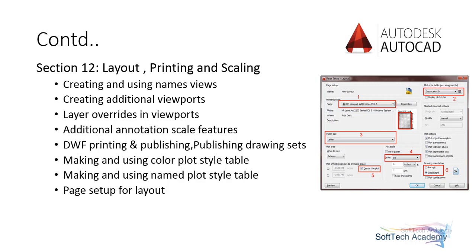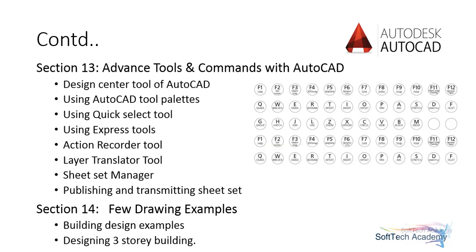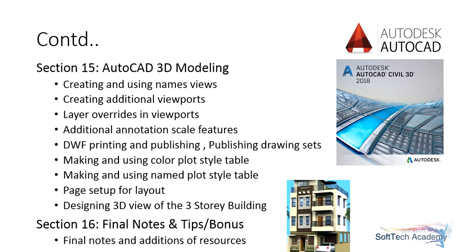In layout, printing, and scaling, we will see how the drawings can be printed out, and what the sizes and formats will be in this section. We can also publish the drawing, and we can export the drawing in different formats like PDF and other formats, which can be printed later. Section 13 is advanced tools and commands. We'll utilize different function keys, tools, and commands with Autodesk AutoCAD 2018 and 2019. Section 14 is a few drawing examples. In this section 14, we will have a real-time building design drawing.